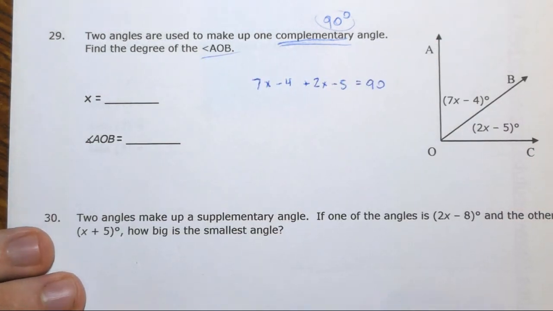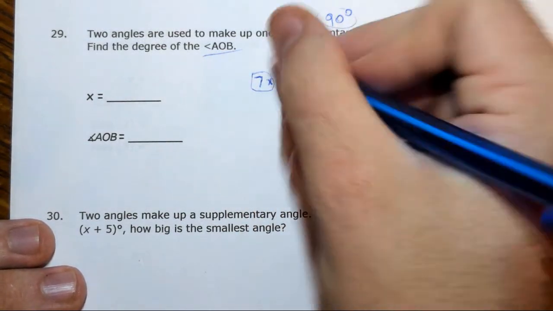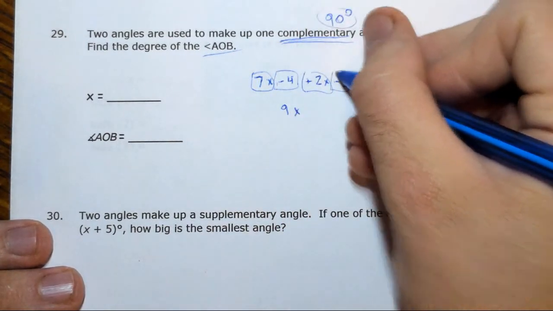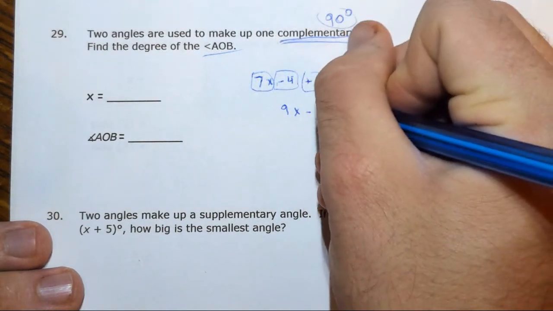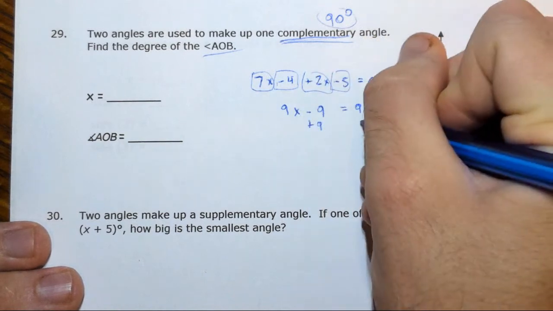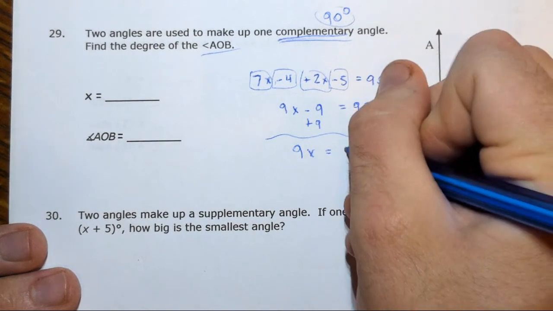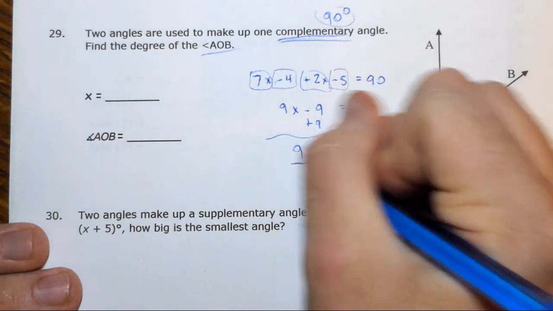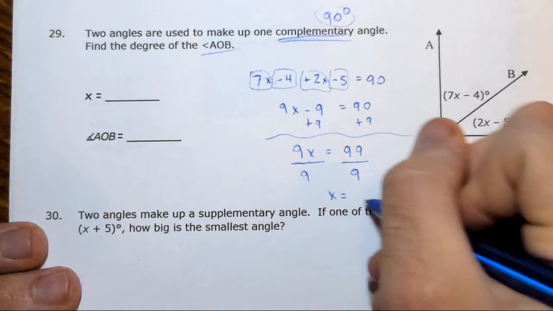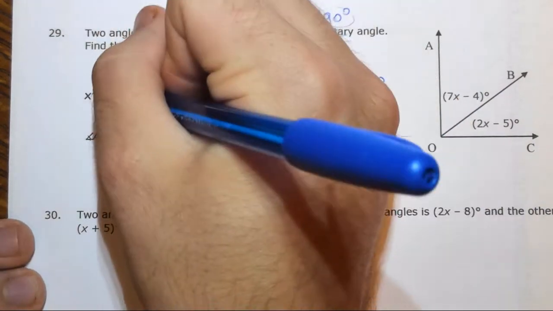AOB. Alright, combine my like terms. I have a 7x, a 2x, that gets me 9x. I have a -4, a -5. Those combine to give me -9. 9x minus 9 is equal to 90. I add 9, I add 9. 9x is equal to 90 plus 9, 99. Divide by 9, divide by 9. x is equal to 11. So x is 11.